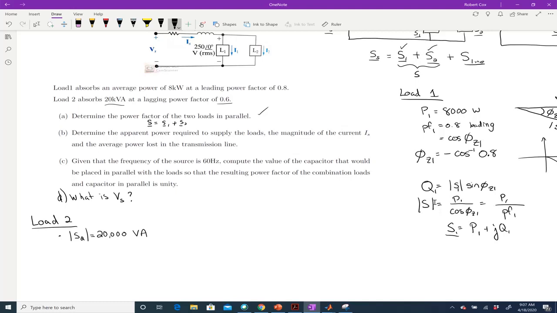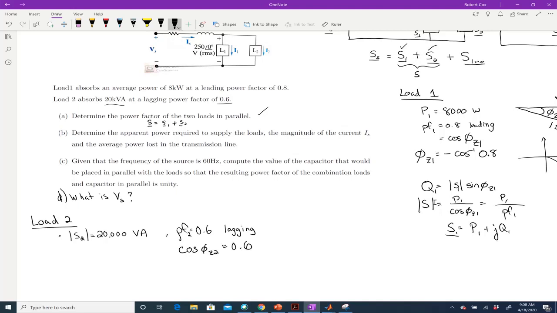So the other thing I'm told is really about the angle, when I'm told that I have a power factor of 0.6 lagging. I'll call that power factor 2. And so that means the cosine of phi z2 is equal to 0.6.